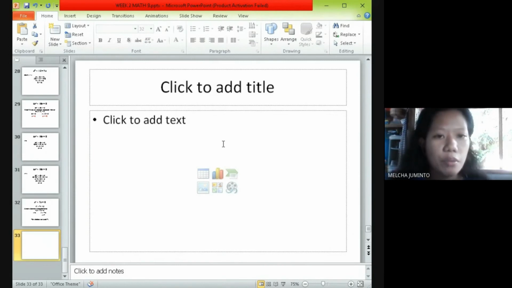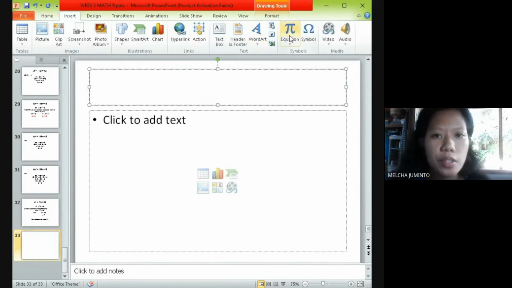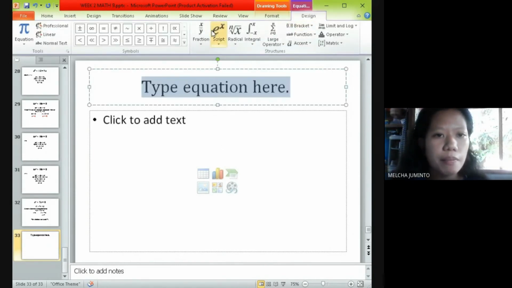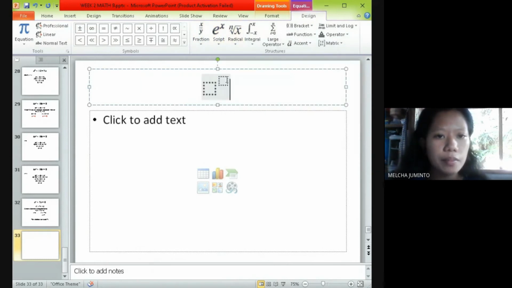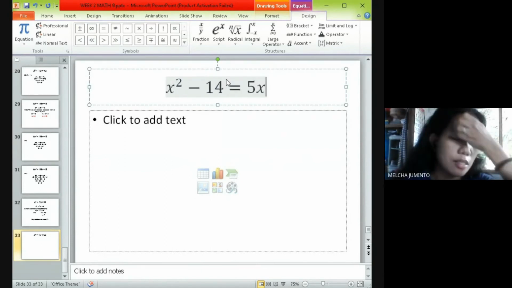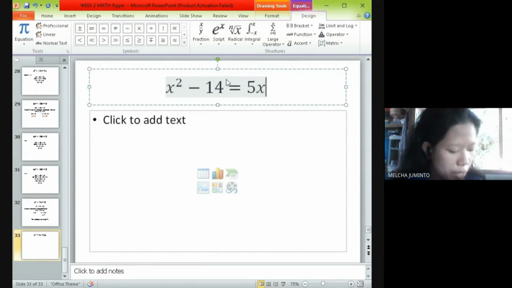I will first type the given equation for number 6. So, the given equation is x squared minus 14 is equal to 5x. That is the given equation for number 6. Tama? Ito po yung question.